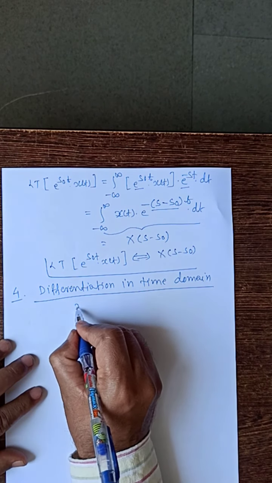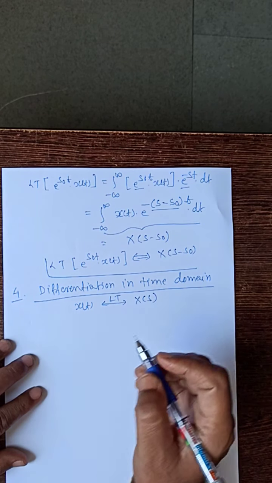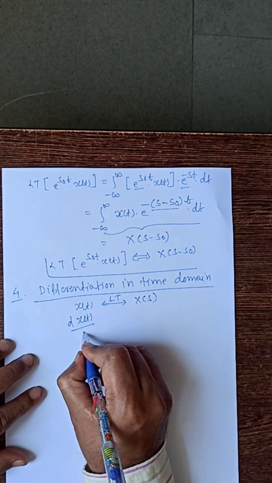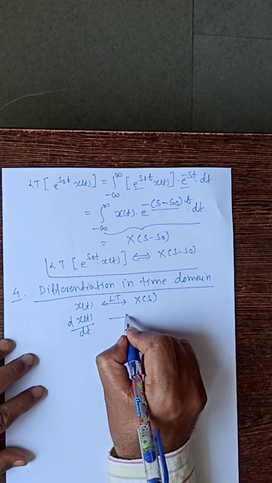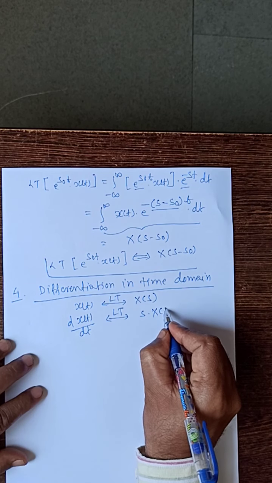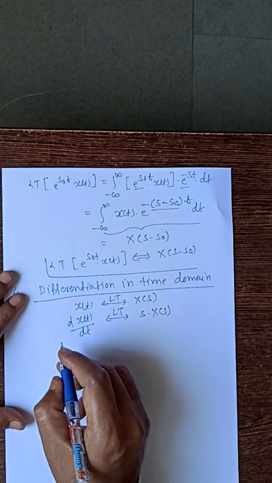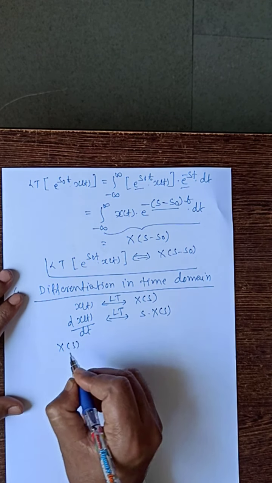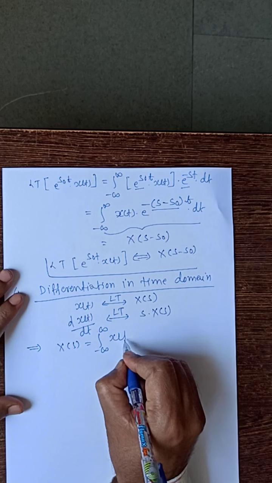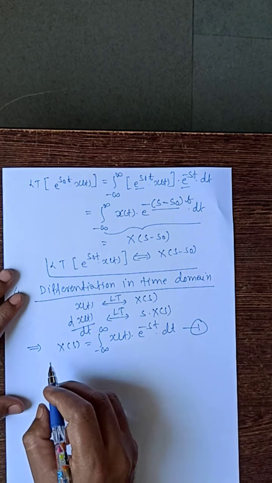Now once again just see, x of t is the signal. Its Laplace transform is denoted by X of s. Then what is the Laplace transform of its differentiation, d by dt of x of t? If you take its Laplace transform, it will be multiplied by s to the original Laplace transform X of s. So we'll prove that. So write the equation. X of s is equals to integral from minus infinity to plus infinity x of t e raised to minus st into dt. Let it be equation number 1.